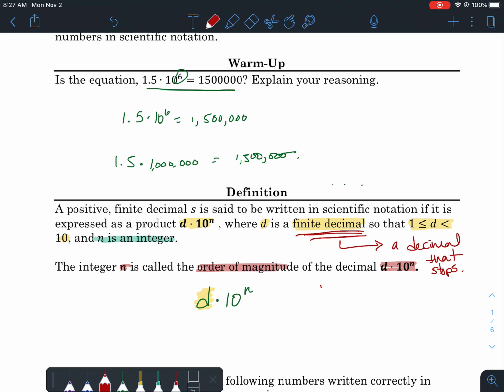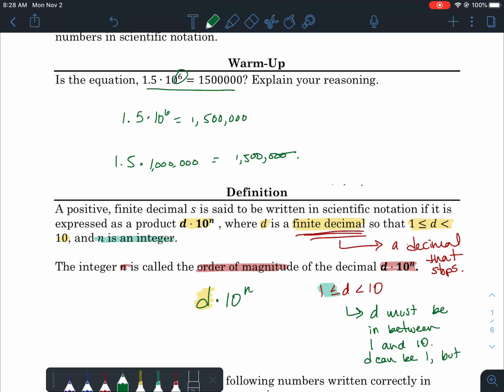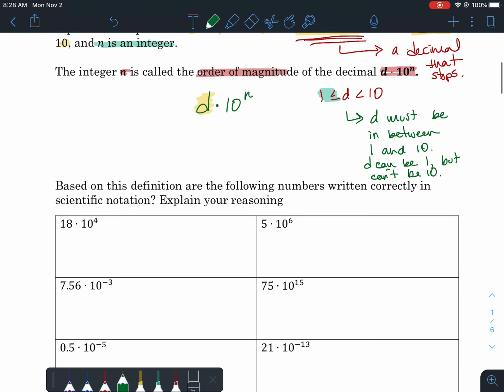The second most important thing is this mathematical statement. This is saying that d must be in between 1 and 10. It can equal 1, but it cannot equal 10. So we could say that d can equal 1, but can't be 10. And it must be in between 1 and 10 in order for it to be proper scientific notation.